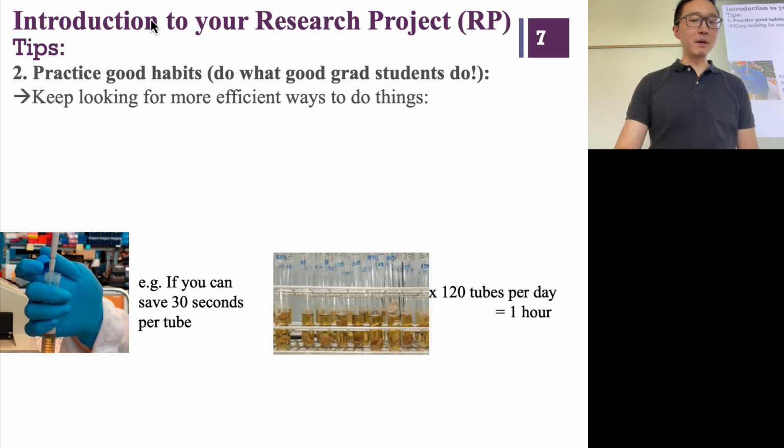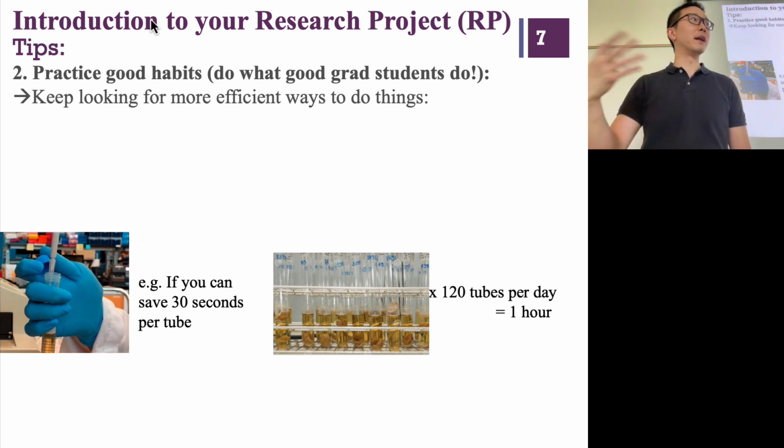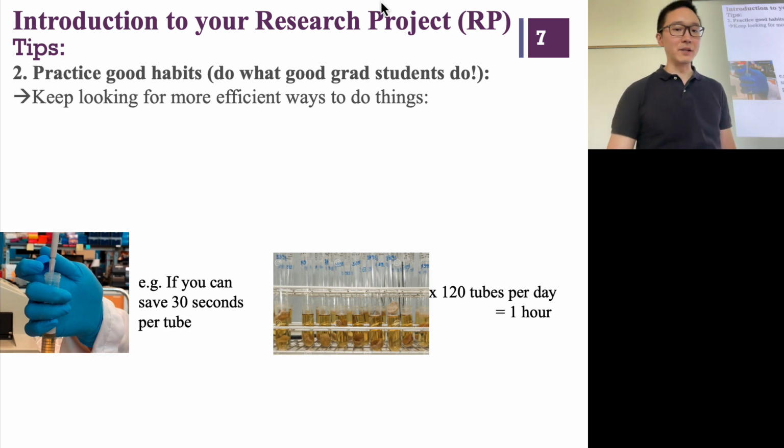Well, in some experiments, you might be setting up like 120 tubes a day. Maybe not for this course because you only have 2 hours, right? But as a grad student, it's not unusual to set up 100, 200, 300 tubes a day for your experiments, right? So if you can save 30 seconds off of 120 tubes per day, you're saving an hour a day, right?